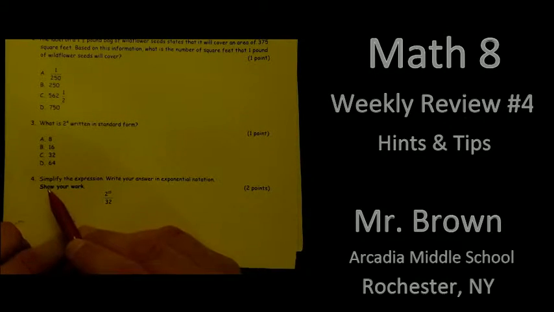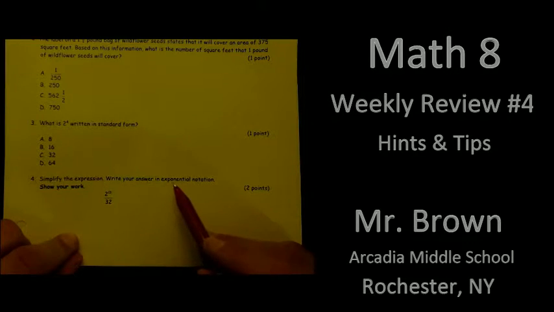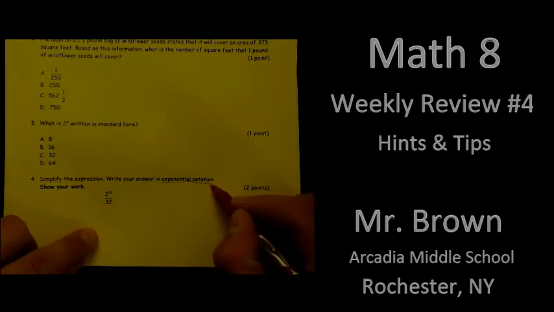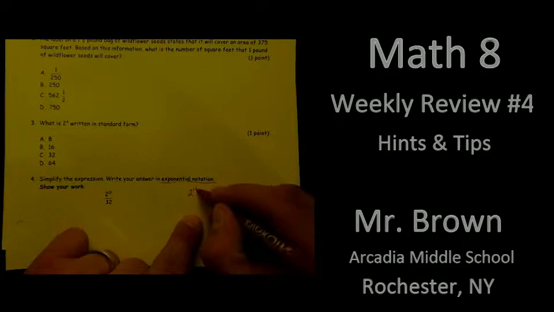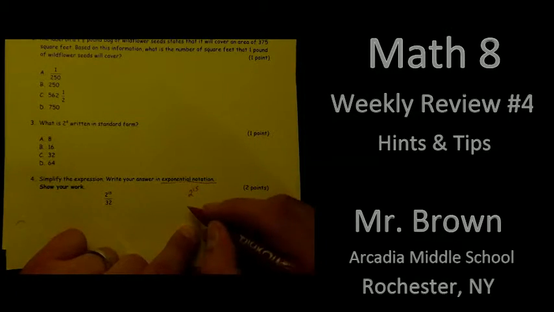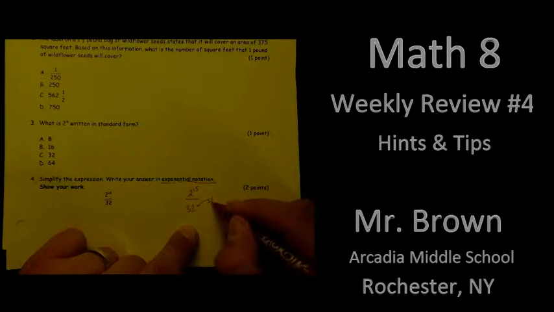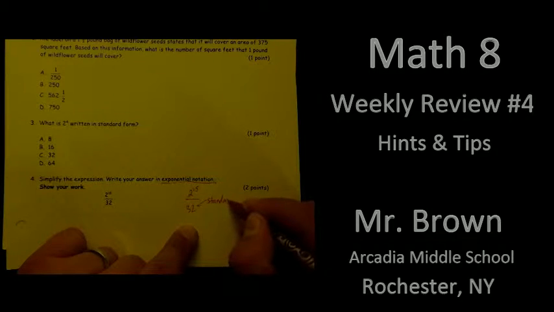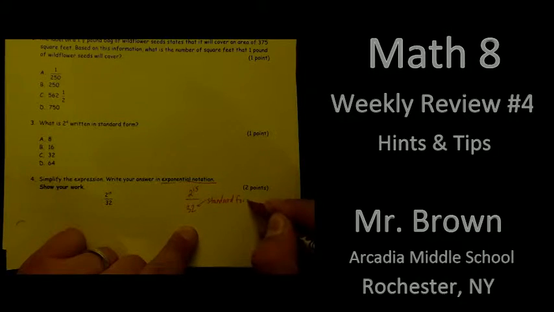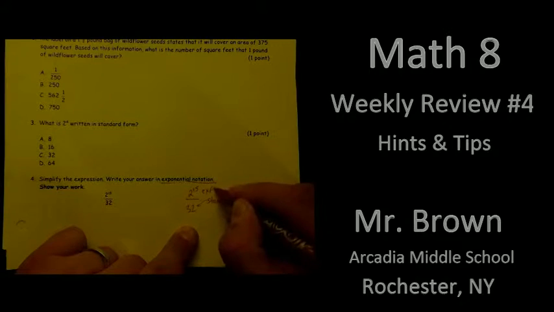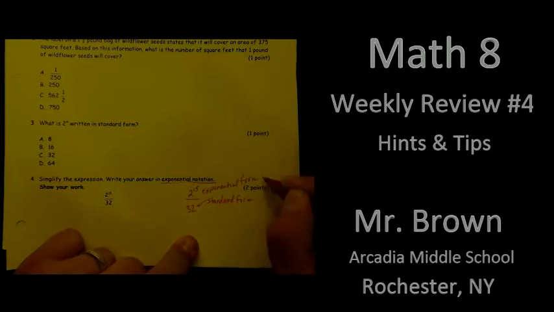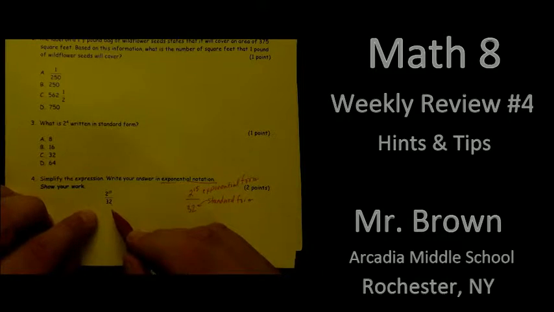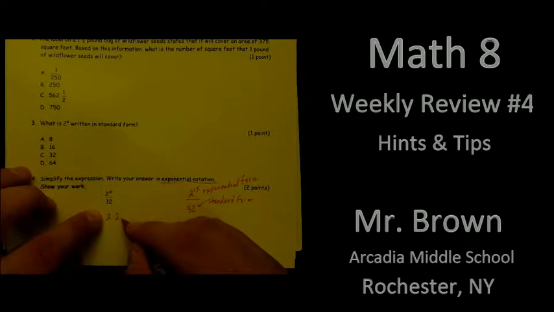Number 4 says simplify the expression, write your answer in exponential notation. You have to understand that exponential notation is 2 to the 15th power. 32, well, that's called standard form, standard decimal form. Okay, and that's exponential form.